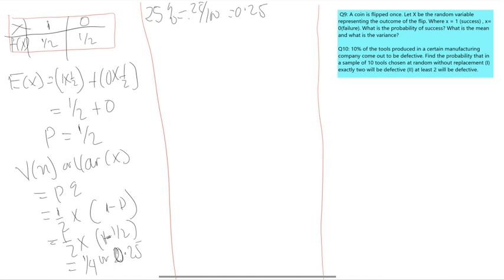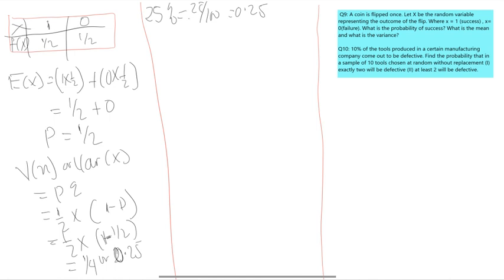Alright, so now the next question: 10% of tools produced in a certain manufacturing company come out to be defective. Find the probability that in a sample of 10 tools chosen at random without replacement, right? Before we look at the questions, let's find out what type of distribution this is. Because the key to solving any question, I believe that once you know the formula, the rest is history. You know the formula, you know the type of distribution, just apply the formula, you get your answer, right? But the issue will come where you do not know what type of distribution it is.